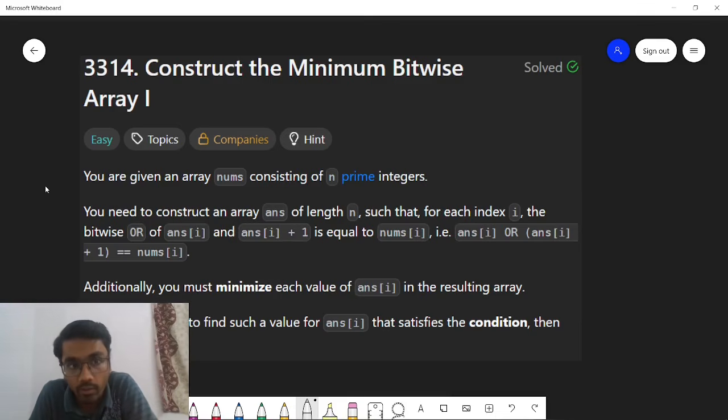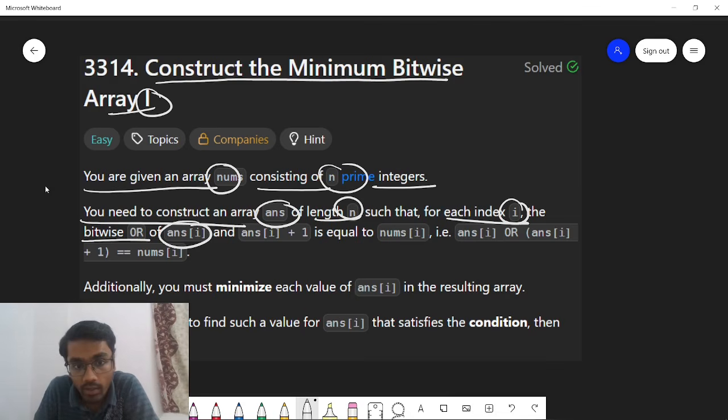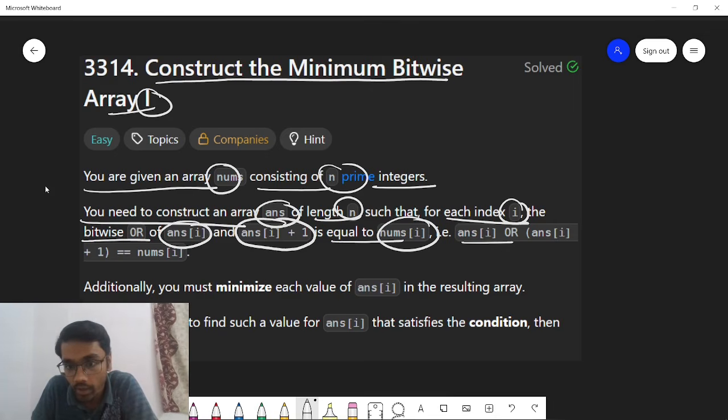So hello everyone, in this video we'll be solving another LeetCode problem, and the problem name is Construct the Minimum Bitwise Array Part 1. So you are given an array nums consisting of n prime integers, and you need to construct an array answer of length n such that for each index i, the bitwise OR of answer[i] and answer[i] + 1 is equal to nums[i]. That is, answer[i] OR answer[i] + 1 should be equal to nums[i].